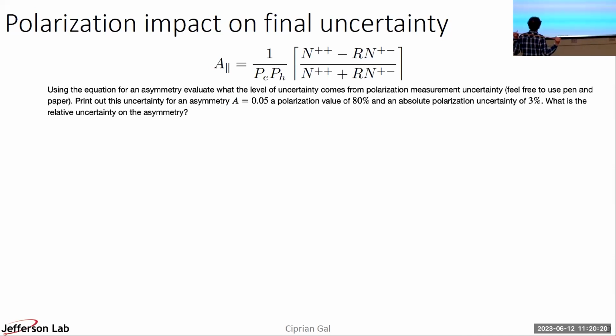It says: evaluate the uncertainty that comes from a polarization measurement uncertainty. You can use pen and paper for this. Let's say you want to measure an asymmetry of 5%, and you have 80% polarization, and you know that polarization to 3%. What will be the uncertainty coming from it? Let's say we counted perfectly. We have all the statistics in the world because the EIC is so great. But my polarization measurement is only to 3%. What will be the uncertainty on A?